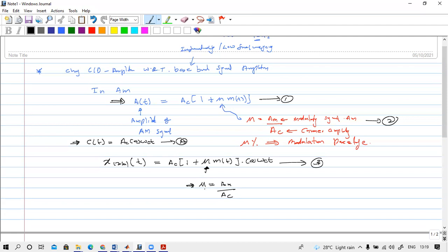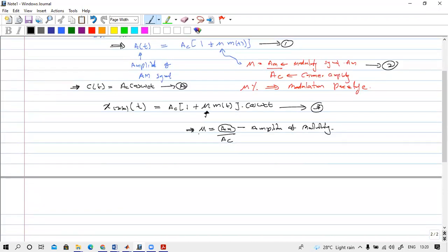You can see that with this mu term, AM is already inserted. That is, AM is the amplitude of the baseband signal, the amplitude of the modulating signal. But when we were doing the question, you may remember that we again inserted this AM term with the signal in addition to mu.